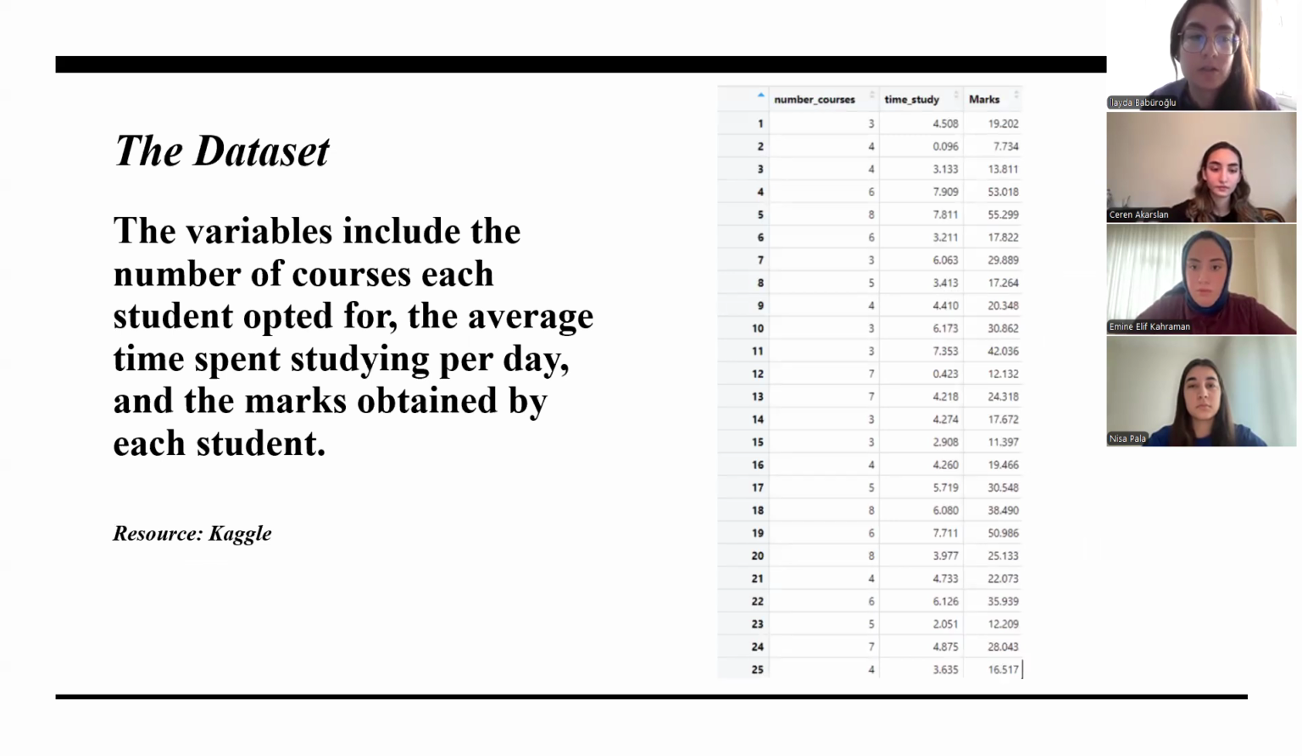This dataset includes information collected from students on how many courses they are taking, how many hours per day they study on average, and the marks they obtained. These three variables form the basis of our analysis, and on the right side, there is a picture of our dataset. It shows us the first 25 observations out of 100 of them. Since it only includes 100 students, it's a sample, not a population of all the students around the world. Our data is collected from a secondary source since it is obtained from Kaggle and not collected by us.